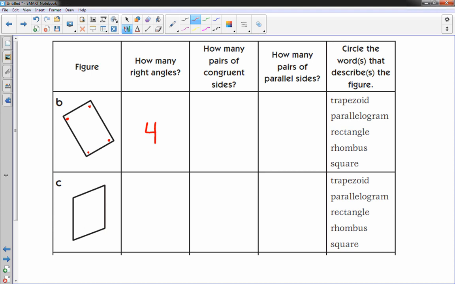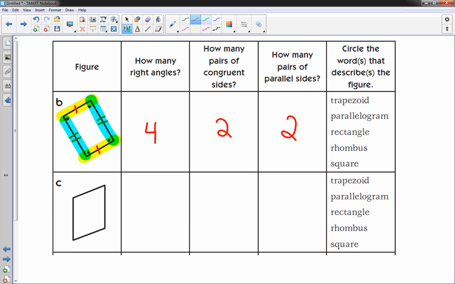How many pairs of congruent sides? It appears to me that this is congruent with this, and this is congruent with this. So that would be two pairs of congruent sides. Next one, how many pairs of parallel sides? Okay. It appears to me that this is parallel to this, and this side is parallel to this side. So that would be 2 pairs.